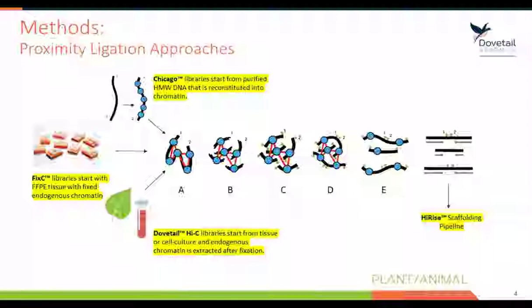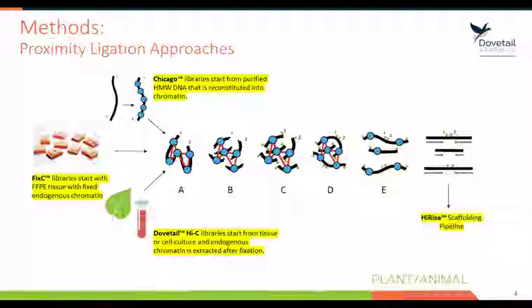Now, Hi-C is a very specific technology that's really only used for formalin-fixed paraffin-embedded human tumor samples. So I'm not going to talk about that here today. If anyone on the call is interested in hearing about that, send me an email. For now, I'm going to focus on Chicago and Dovetail Hi-C. So these two technologies share basically the same molecular biology steps. Chicago starts with purified high molecular weight DNA, whereas Hi-C starts with tissue.